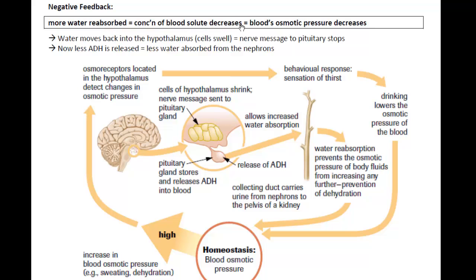So again, the negative feedback was more water being reabsorbed, the concentration of the blood solute goes back to normal, decreases. That means the blood's osmotic pressure decreases, which means that the hypothalamus cells go back to normal size, and that nerve message, please help us, we're thirsty, to the pituitary stops. Now you don't have the ADH being released anymore from the pituitary. That means you stop sending the message to the collecting duct and the distal tubule, and less water gets reabsorbed. So I'm back to normal. This is my negative feedback, or my back to normal response.